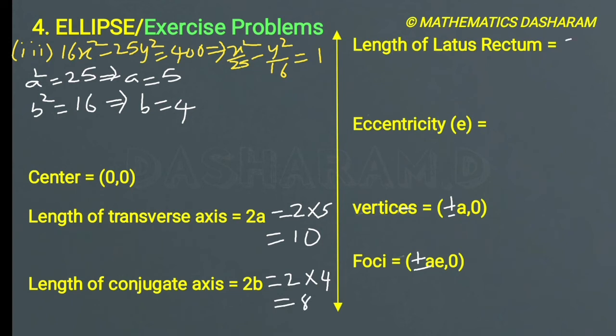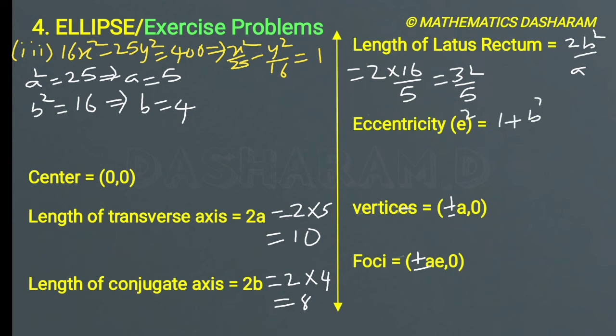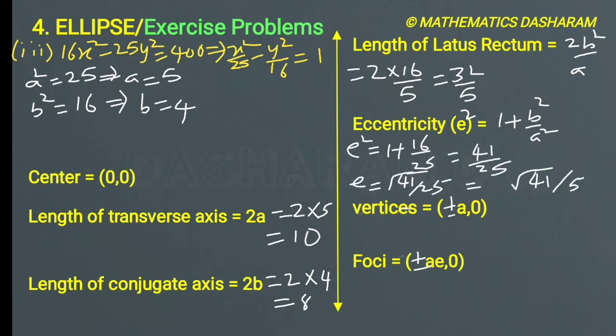Length of the latus rectum 2b square divided by a. So 2 into b square is 16 and a value is 5. 2 into 16, 32 divided by 5. Next, eccentricity e square equals 1 plus b square divided by a square. So e square equals 1 plus b square 16 divided by a square 25. Next, 25 plus 16 is 41, then e value root 41 divided by 5.